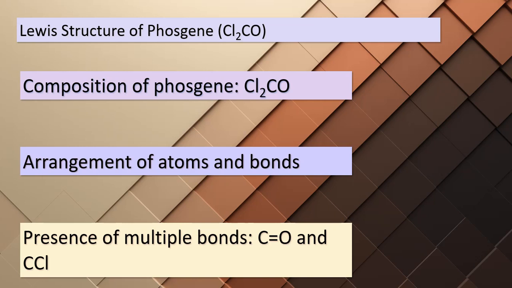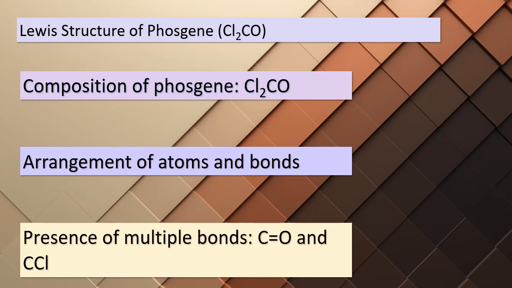What's intriguing about this structure are the multiple bonds present. There's a double bond, C=O, between carbon and oxygen, as well as a single bond, C-Cl, between carbon and chlorine. These multiple bonds are the key to understanding the concept of enlarged electron domains.